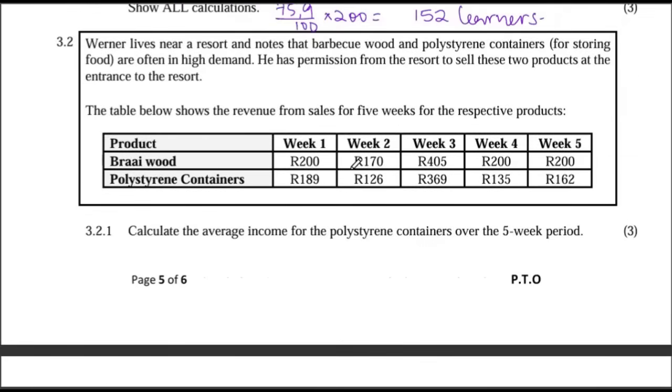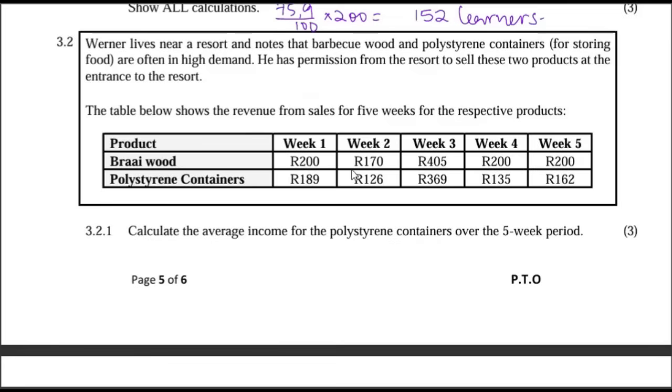3.2. This person lives near a resort and notes that barbecue wood and the polystyrene containers for storing food are often in high demand. He has permission from the resort to sell these two products at the entrance of the resort.